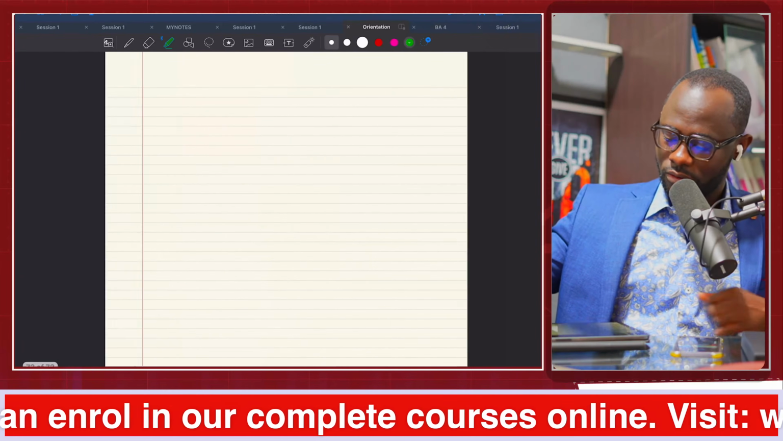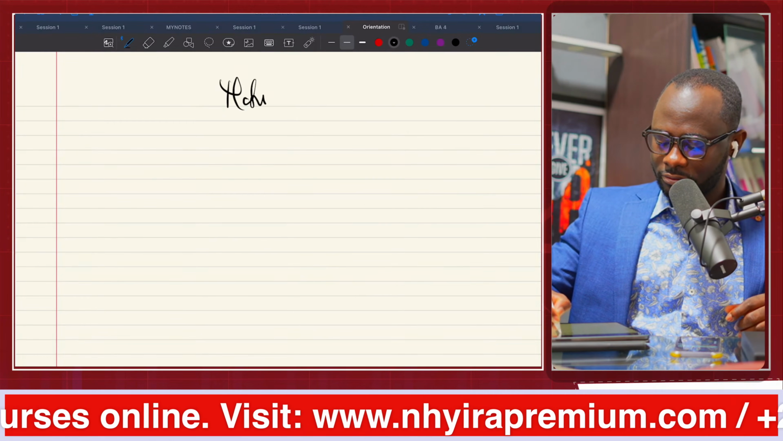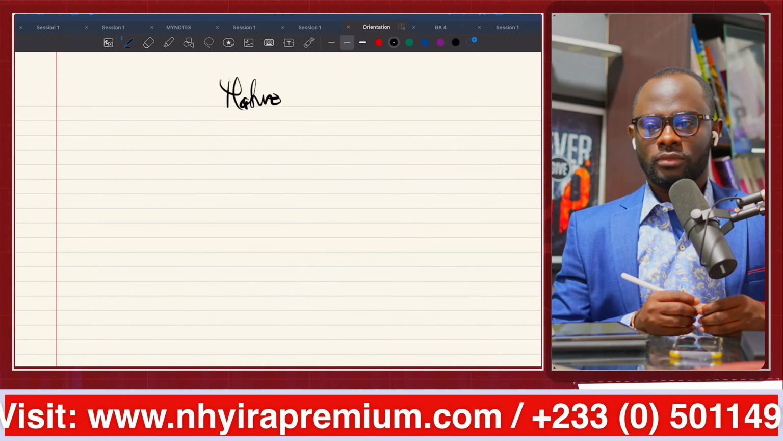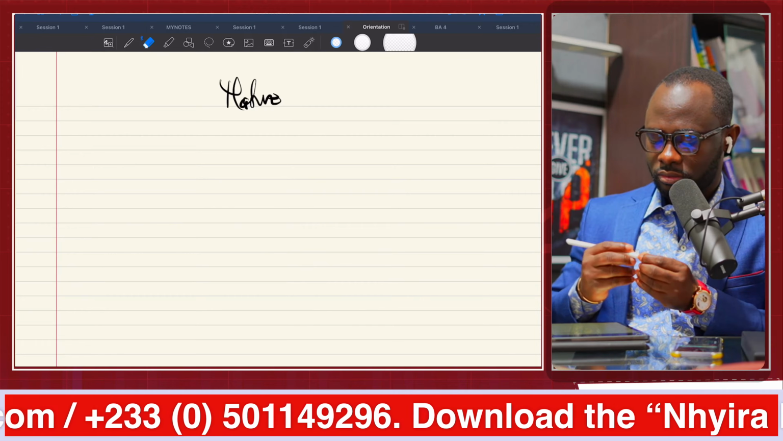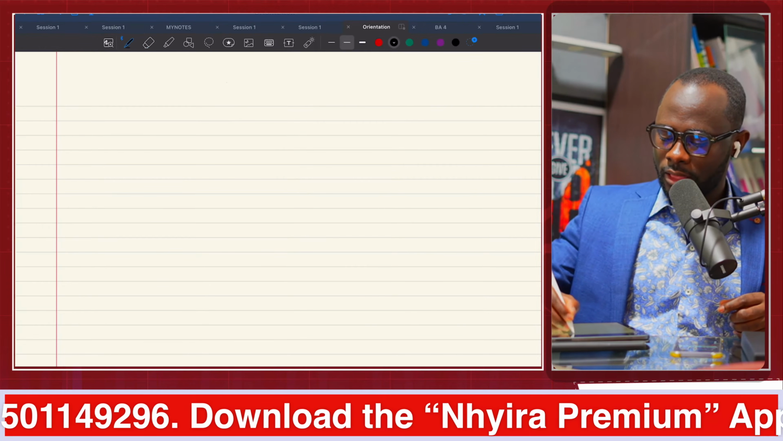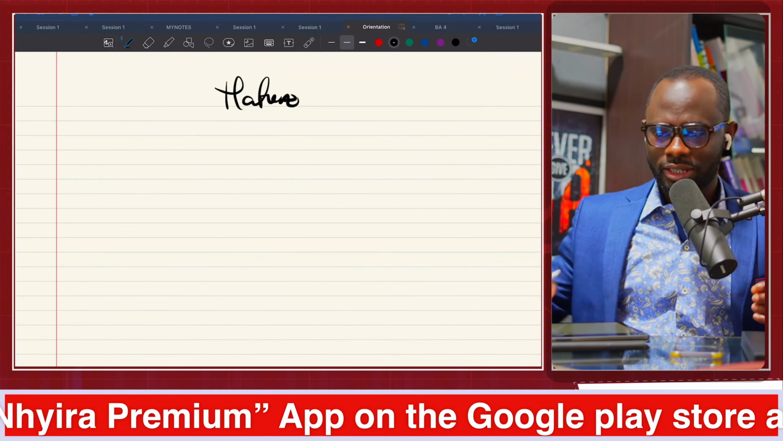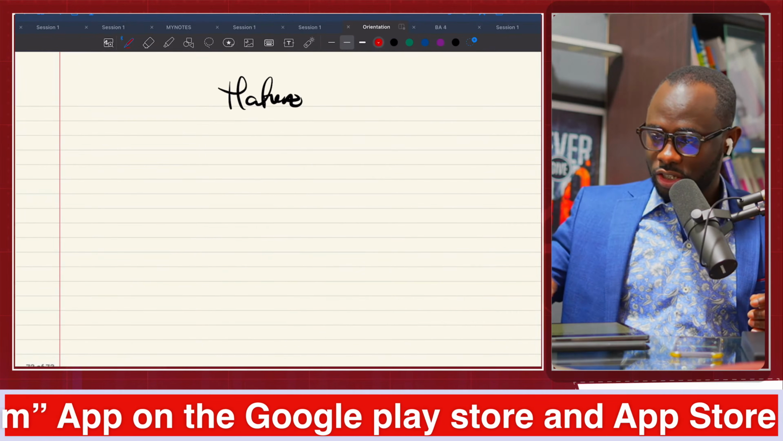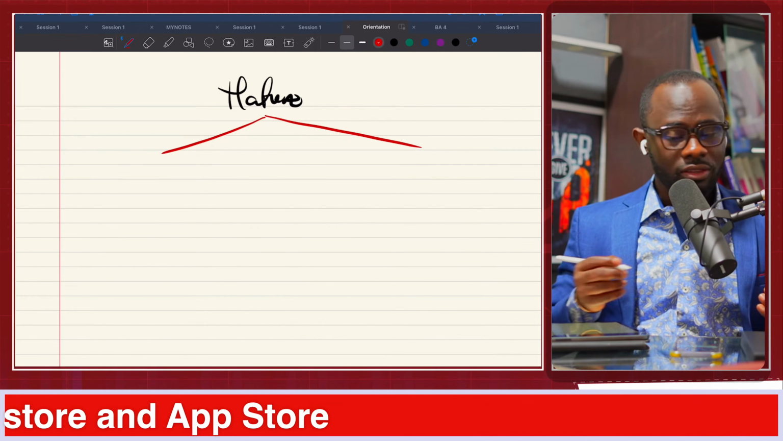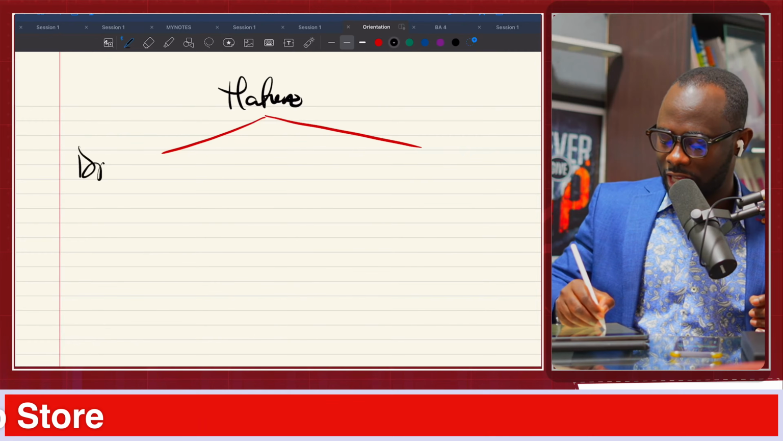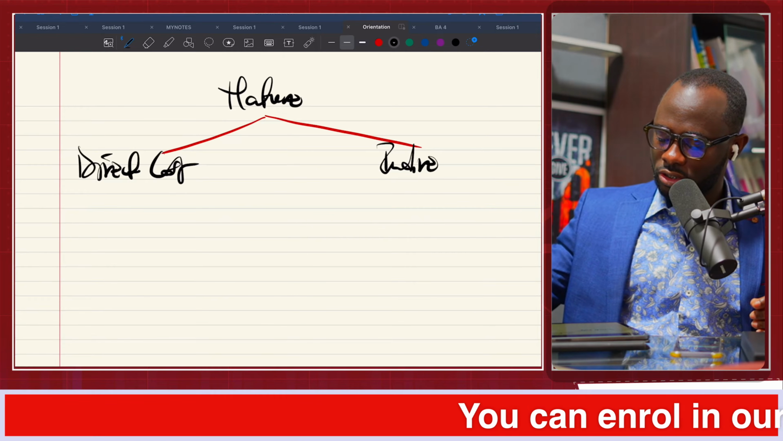Then let's go to the second one, and that is classification of cost according to nature. Now, what does this mean largely? Classification of cost according to nature comes from two broad angles. That is where we classify cost as direct costs and then indirect costs.